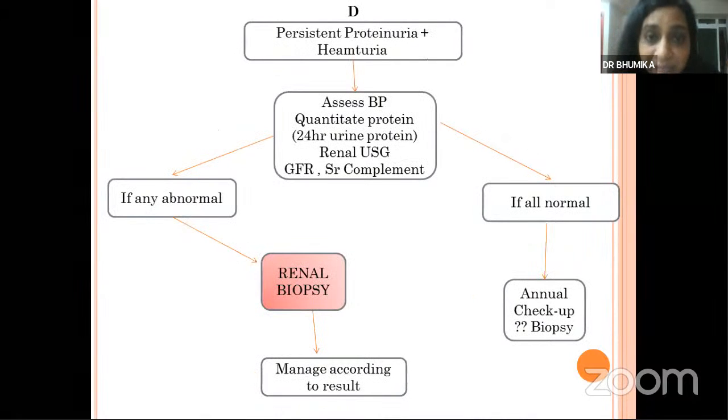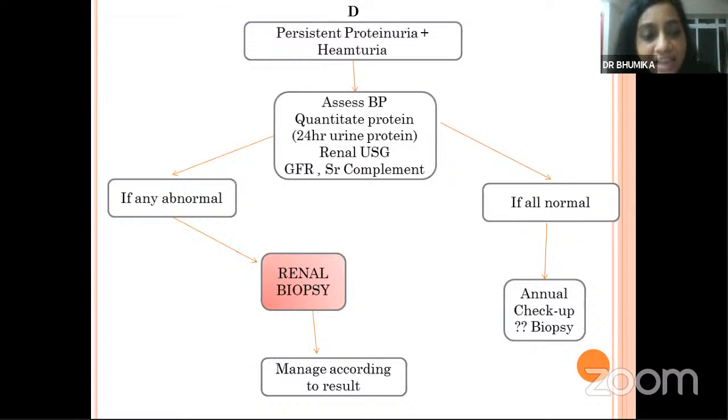So the last is persistent proteinuria plus hematuria. Assess blood pressure. Again, quantitate the protein with 24-hour urine protein, ultrasound, GFR, complements. If it is abnormal, do a renal biopsy, and treat the patient as per whatever the biopsy result comes. If all are normal, annual checkup.